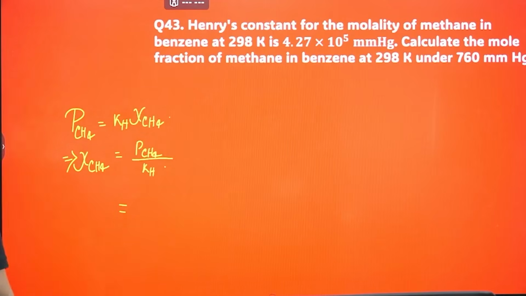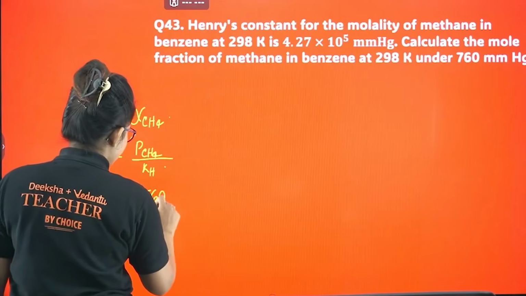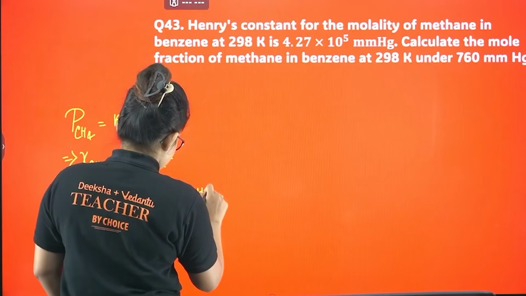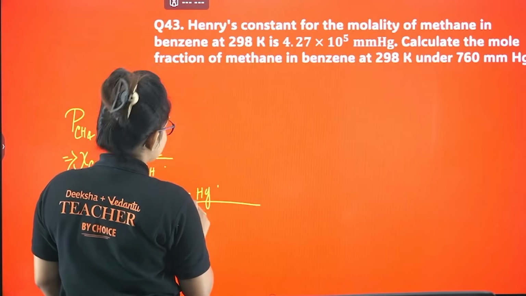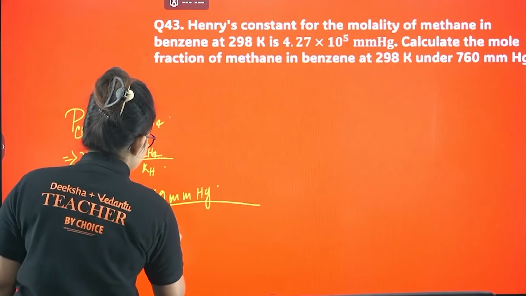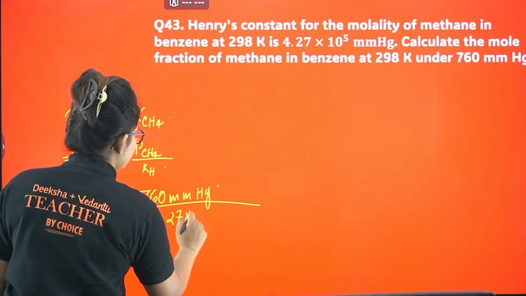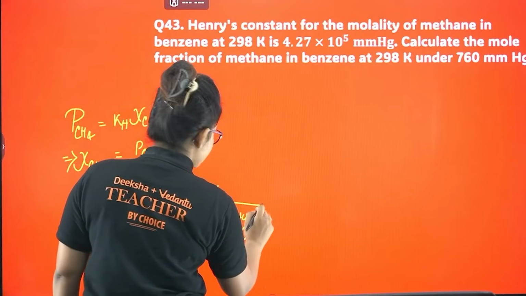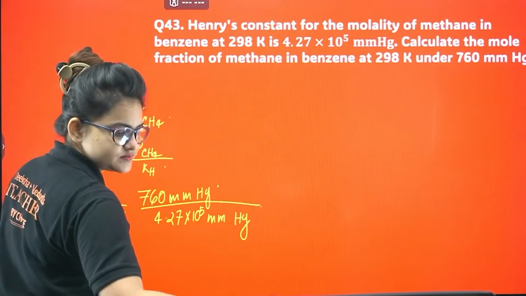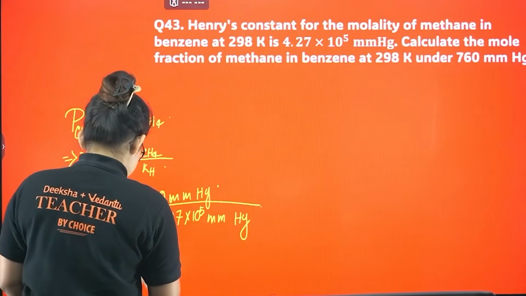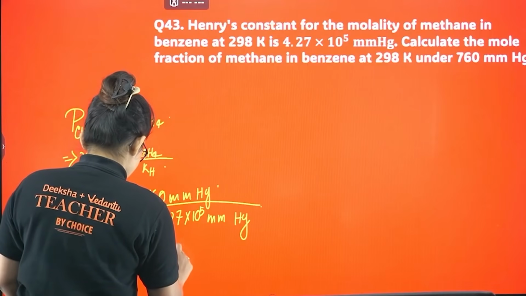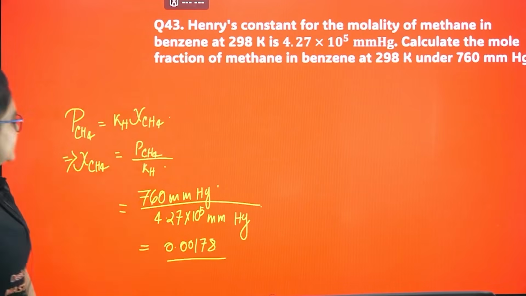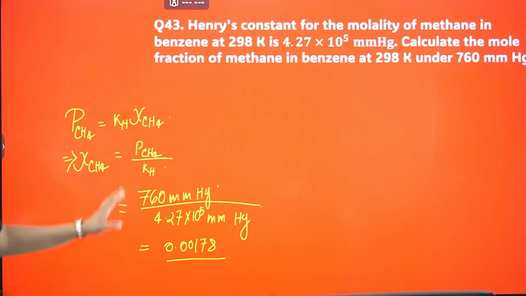Pressure of CH4 is definitely going to be 760 mm of Hg, divided by KH, which here is 4.27 into 10 power 5 mm of Hg. If you calculate this, your answer will come out to be 0.00178. That is the mole fraction of methane. Okay, I guess this is clear to you.